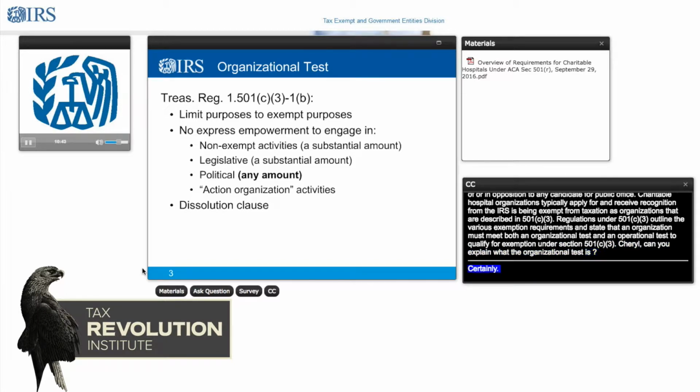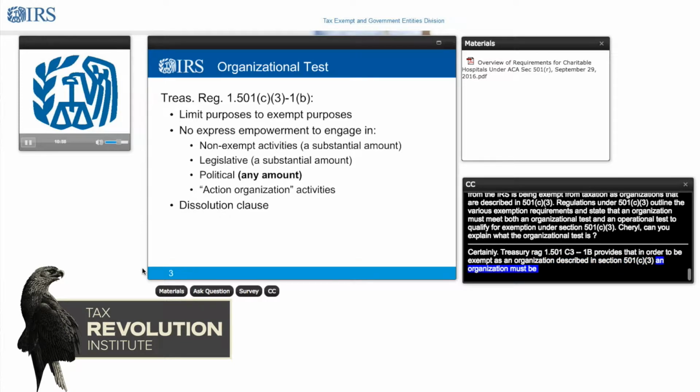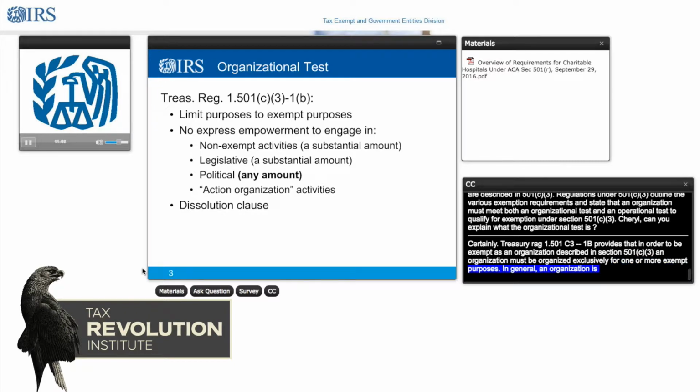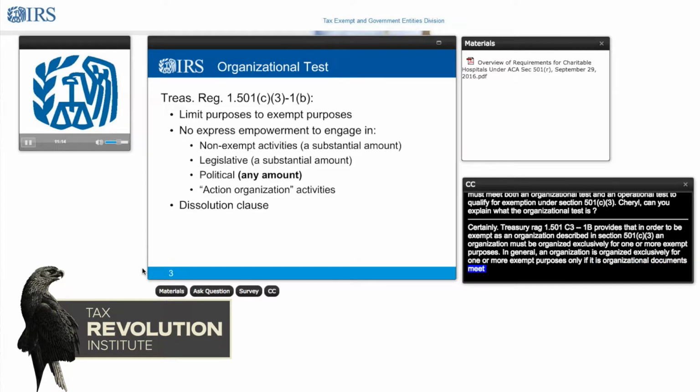Certainly. Treasury Reg Section 1.501c3-1(b) provides that in order to be exempt as an organization described in Section 501c3, an organization must be organized exclusively for one or more exempt purposes. In general, an organization is organized exclusively for one or more exempt purposes only if its organizational documents meet certain requirements. First, the organizational documents must limit the purposes of such organization to one or more exempt purposes.